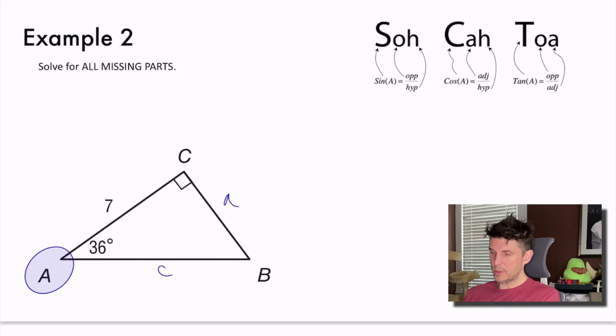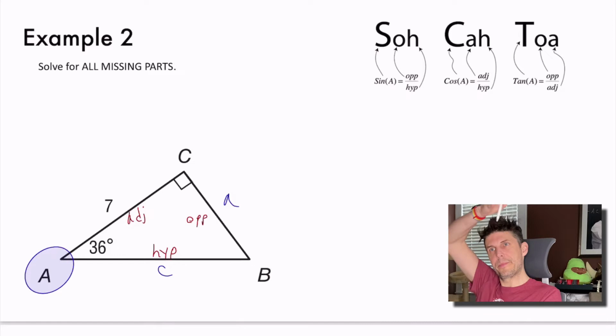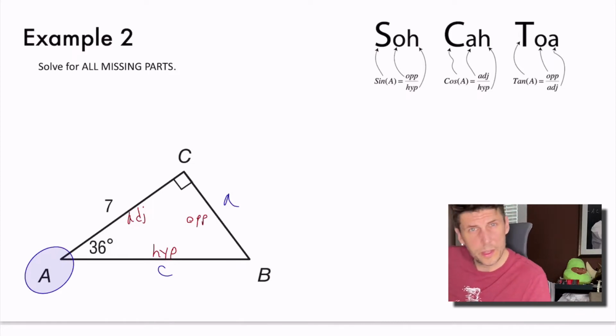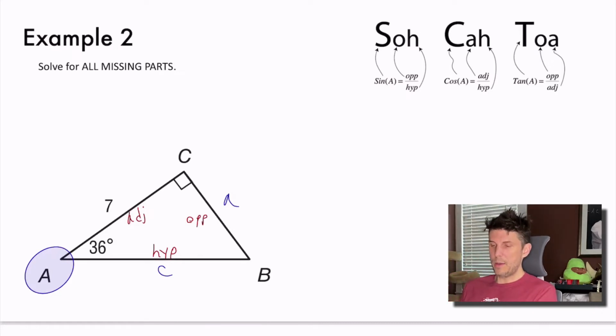Because we have our training wheels on, relative to a, this side is the opposite. This is the adjacent, and then across from the right angle is the hypotenuse. Notice the orientation of this triangle. The right angle is kind of up in the air there. So it's really important that you label these sides. Okay, so I want to find side A. So if I want to find side A there, that opposite side, that's an unknown.